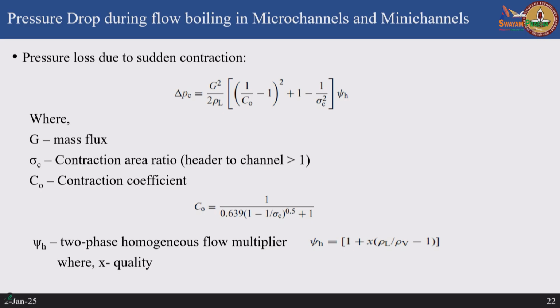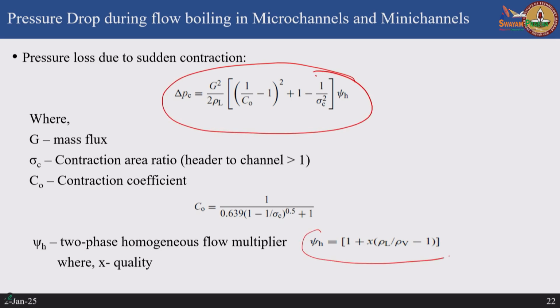So, I am just going to give those equations. For example, pressure loss due to contraction. We just use an empirical model like this, where your psi depends on the quality of vapor. Of course, if there is no vapor and it is only liquid, your x will be 0, your psi will become 1, and this becomes the pressure loss that you use in single phase liquids.